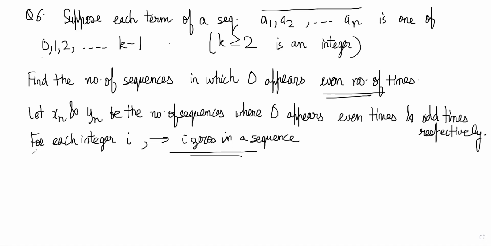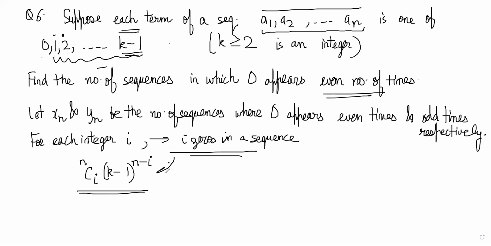So you have to select which positions out of the n you will place the I zeros, right? So you will say NCI, that is selecting where to place the I zeros. Once you have placed the I zeros, you have to think about what happens to the rest of the n minus I spots, right? There are n minus I other spots available, and there are k minus 1 choices for numbers in each spot, right? You can pick 1, 2 till k minus 1. You can repeat numbers, so it will be NCI multiplied by k minus 1 power n minus I, right?